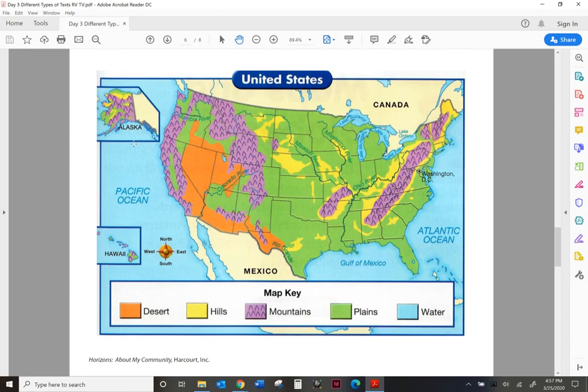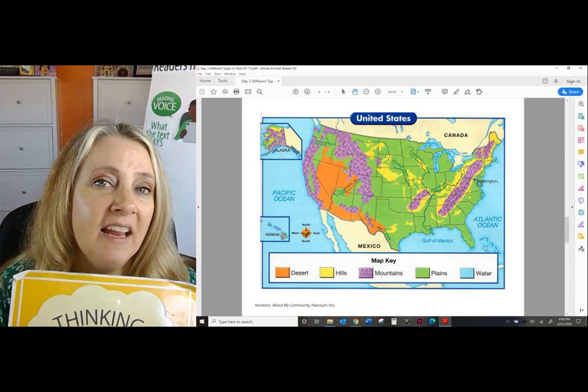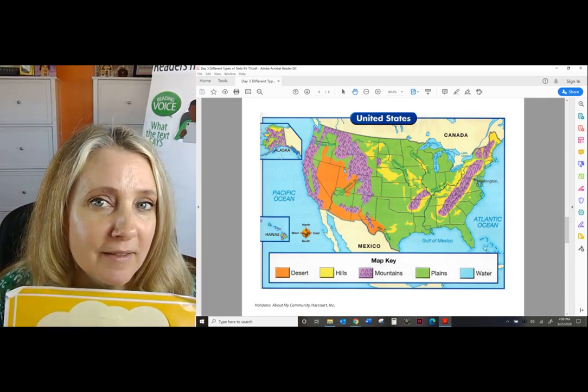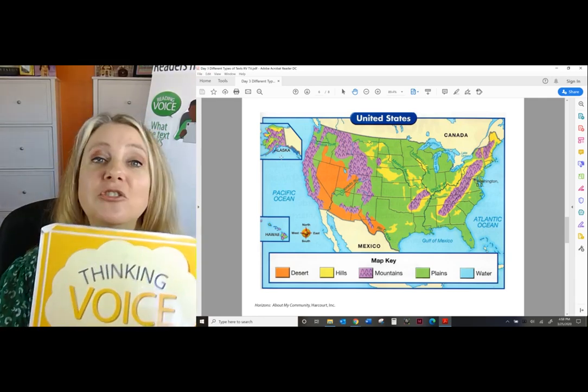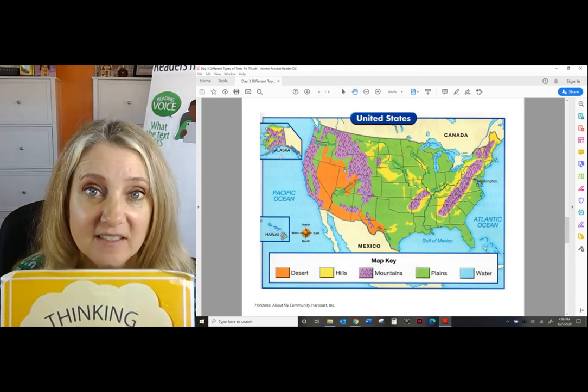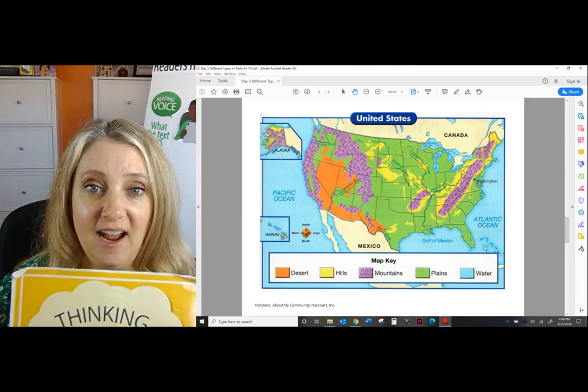That's right. They have a lot of things up there. They have the purple mountains. They have the green, so they have the plains. They have the hills. They have the yellow. And they're surrounded by water, right? Well, on three sides anyway. They have a lot of water. The only thing Alaska doesn't have is what? That's right. That's your thinking voice. The desert. That's the only thing that Alaska doesn't have.